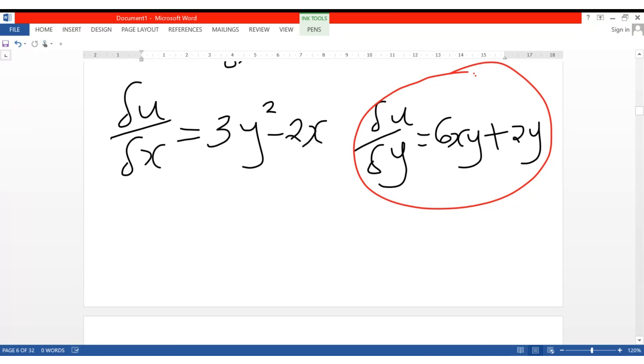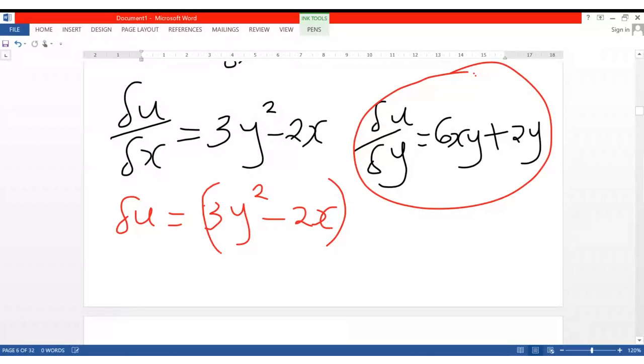So my main task is to use the first one. I can still be able to use the second one, but let me just stick to using the first one. So this one means what? That partial u is the same as 3y squared minus 2x, all of this under dx. I've cross multiplied. Sorry, partial. This one is partial x.